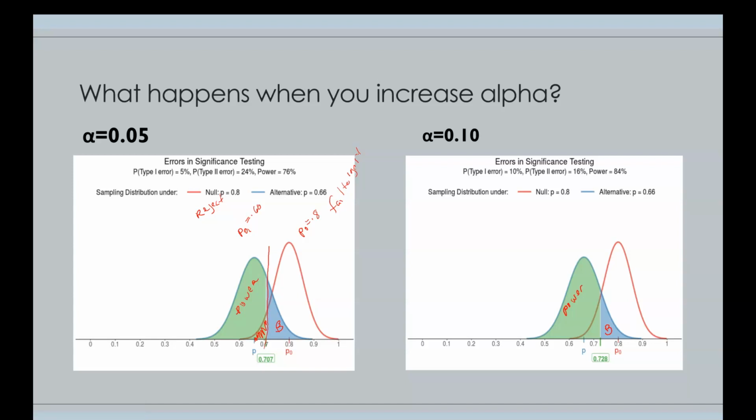So when I increase my alpha, notice that little region here is increased. When I increase my alpha to 0.10, my beta is decreasing, my type 2 error is decreasing, and the power of my test, you can see this green region is much larger. My power has increased. That's because when I increase my alpha, I have a larger area that I can reject. So there's a greater chance that my p-value is going to be less than my alpha of 10%, so I have a higher chance of rejecting my null hypothesis.